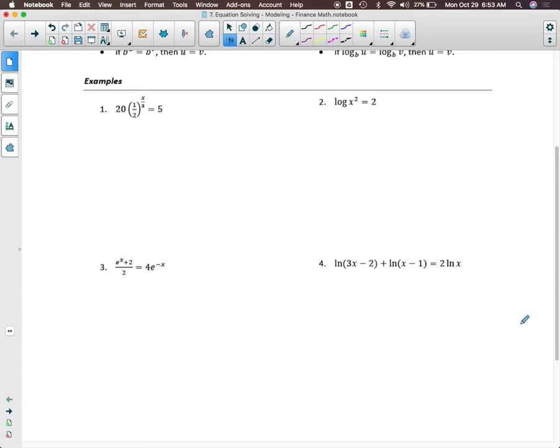What I really want to do here is try to get this x by itself first. So I'm going to try to get the entire exponent by itself. So I'll start off by doing that, by just dividing both sides by 20, and I get (1/2)^x^3 equals 1/4.